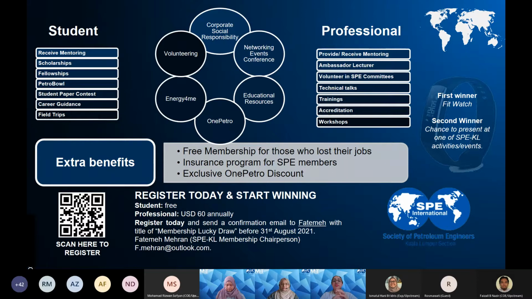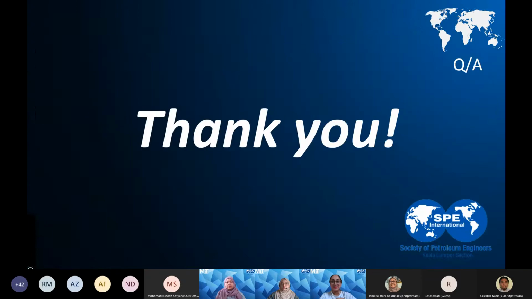Yeah, extra benefits, there are three, like I've mentioned: free membership for those who lost their jobs, an insurance program for SPE members, and a petrol discount as well. Okay, so register today and start winning. Student membership is free. Professional membership is USD 60 annually together with the servicing fee. Register today and send a confirmation email to the email address shown there to my colleague before 31st of August to actually register. All right, next slide, please. Thank you very much. And if you have any questions, we'll be glad to answer them. Thank you.